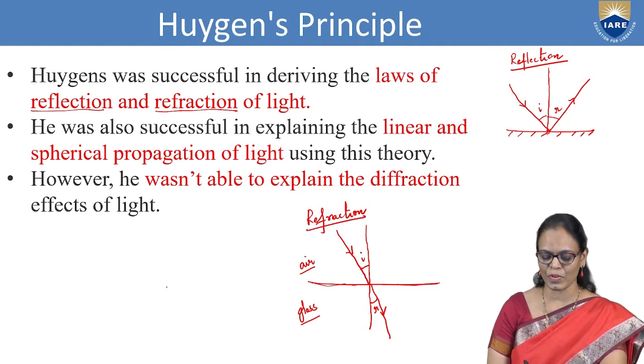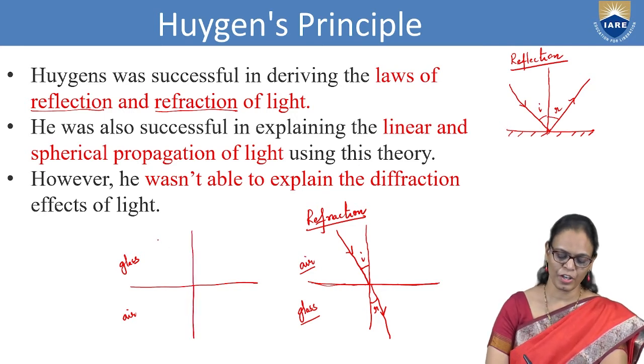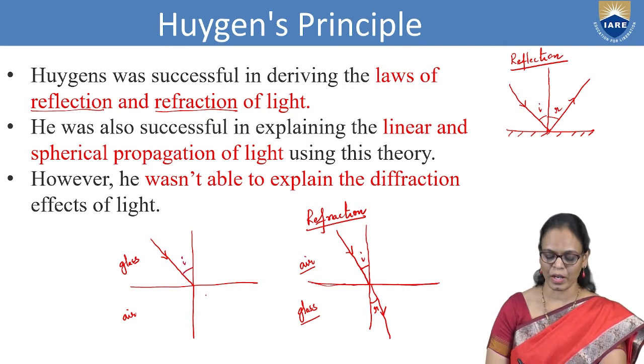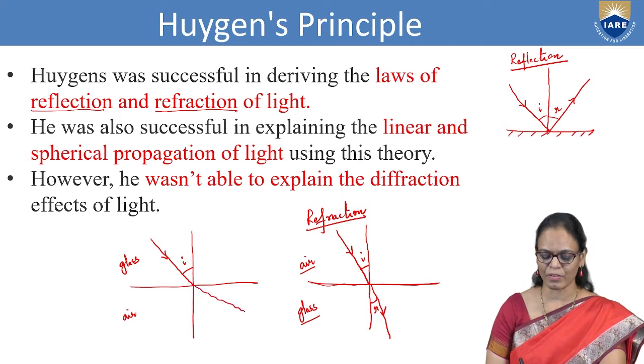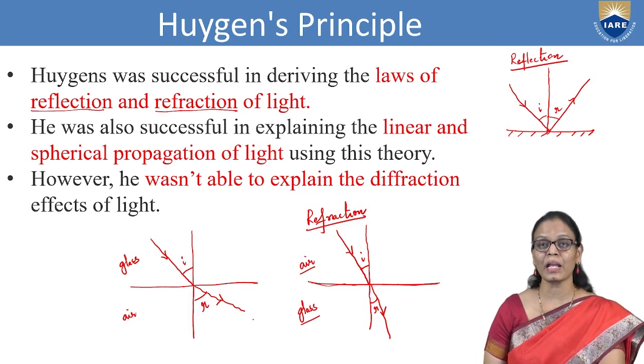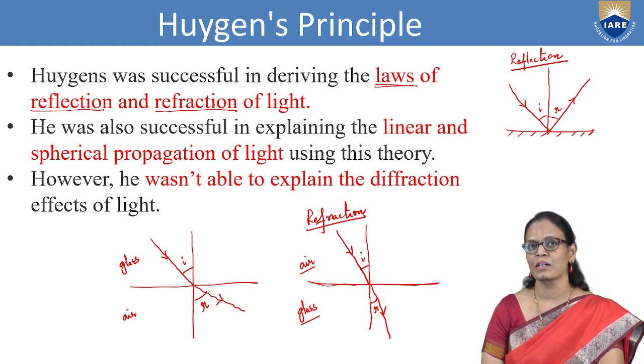Now, when the ray comes from a denser medium to a rarer medium, suppose you take glass and air, and this is the normal, and a ray of light is incident at this angle of incidence. Even in this case, the light ray bends at the surface of separation of the two media, but here it bends away from the normal. So this is going to be R. This is the main law of refraction. So Huygens with his principle could explain these laws of reflection as well as refraction.